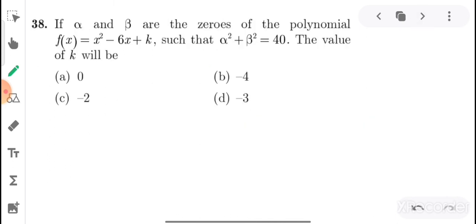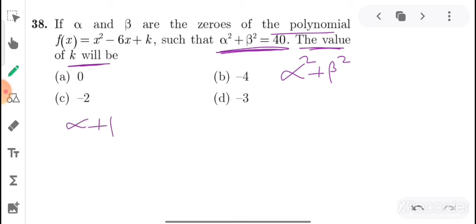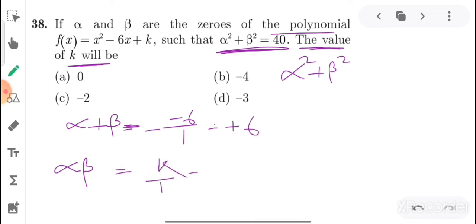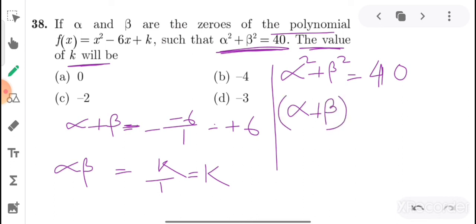This is the question of polynomial. An expression is given, that is alpha square plus beta square. We have to calculate the value of k. Just take the sum and product of two zeros. Sum will be minus 6 by 1, that will be plus 6, and product will be k by 1, that will be k. And alpha square plus beta square is equal to 40, that is given, and we can put it in the formula.